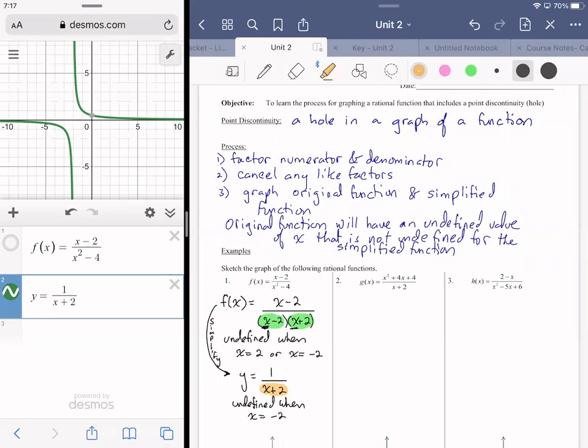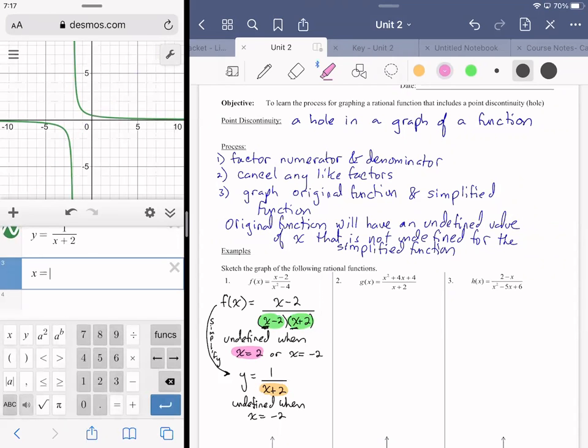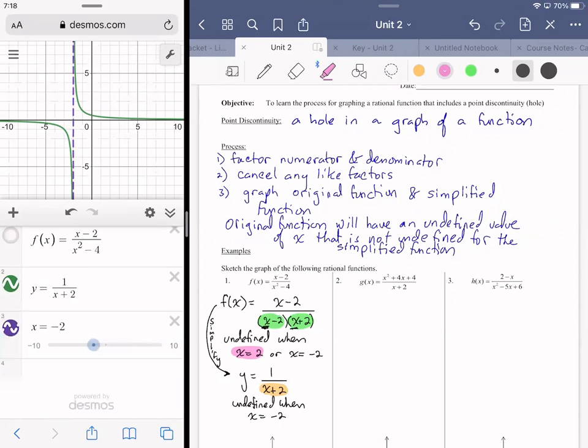But then it's a question of, well, what's going on when x is equal to 2? Because that's the oddball there. We know what's happening at x equals -2. I could show you, x equals -2. Make it dashed. That's a vertical asymptote, and it's a vertical asymptote for both graphs, no matter which one we're looking at.